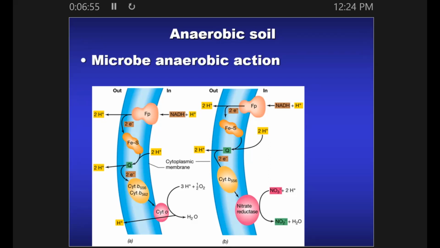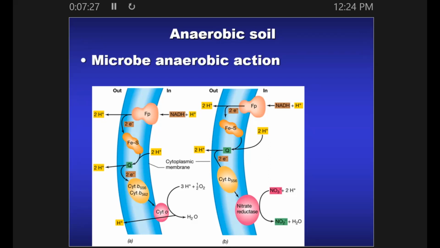This diagram I actually showed in my other class. On the left is the idea of aerobic respiration, where you have oxygen being used to accept electrons. On the right is how some microbes do it in the soil, where if they can't find oxygen, they'll say, oh, all right, I'll use nitrate instead. So NO3 minus is being used as an electron acceptor. Microbes are busy doing that.